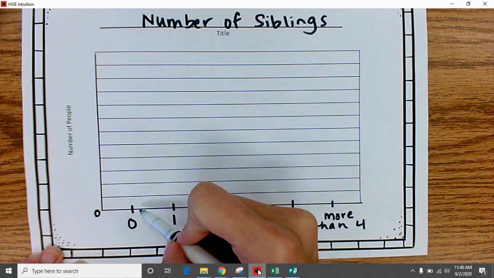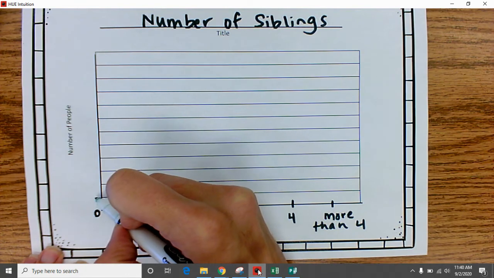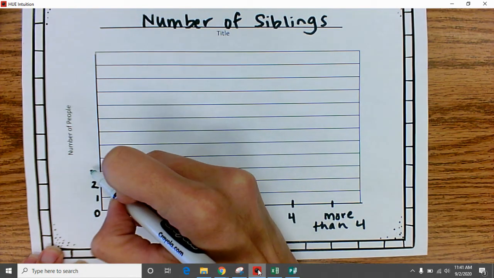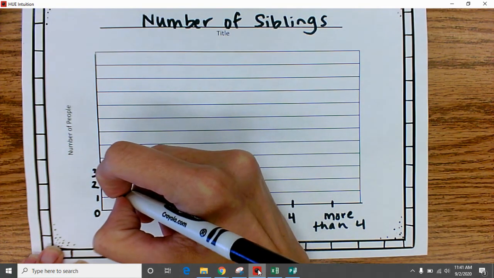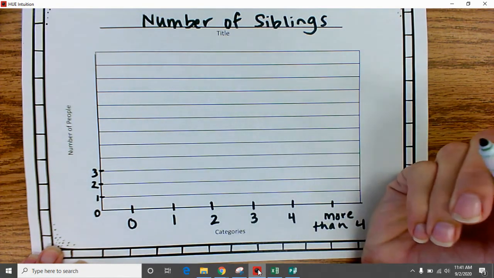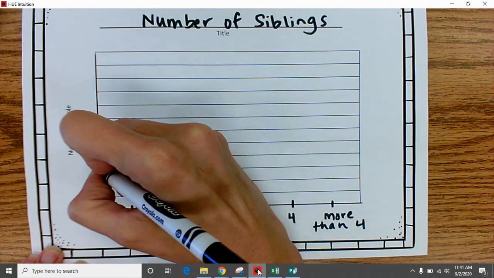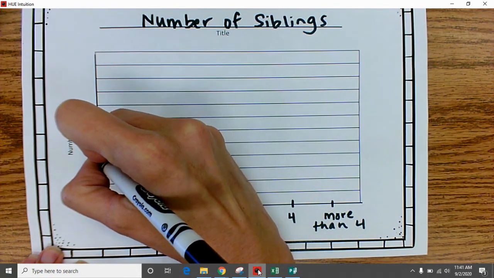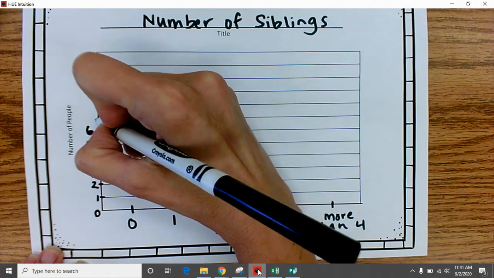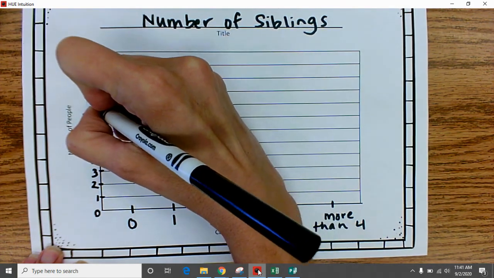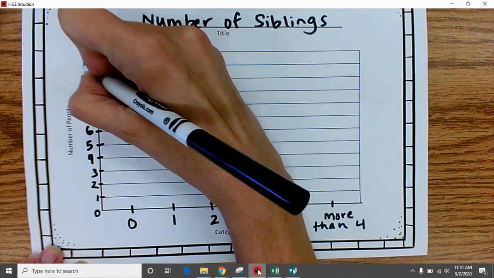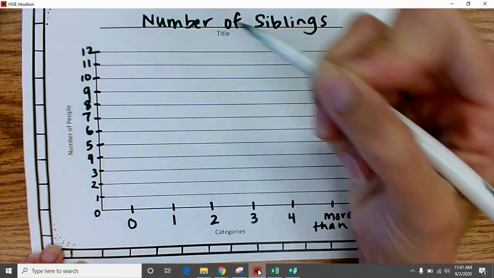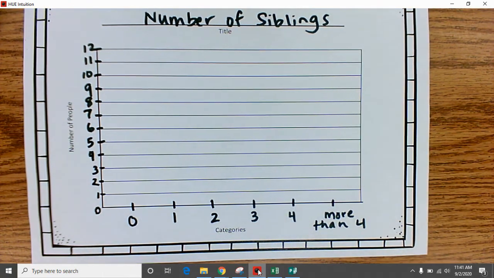Like if there isn't a bar at all, that would represent 0 people. 1 person, 2. Each line I'm labeling with a number. So at each line, I'm placing a number. 1, 2, 3, 4. This would be 5 people, 6 people, 7, 8, 9, 10, 11, and the very top, that would represent 12 people. All right, now I have to draw some bars to represent my data.